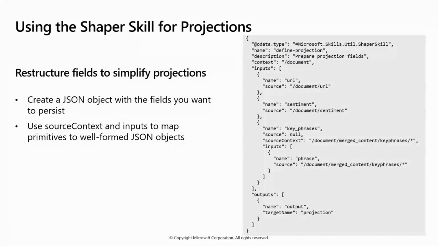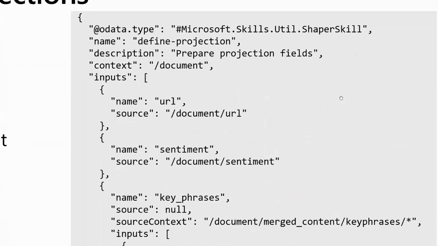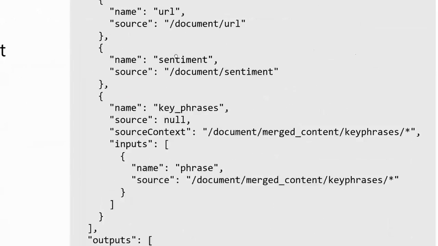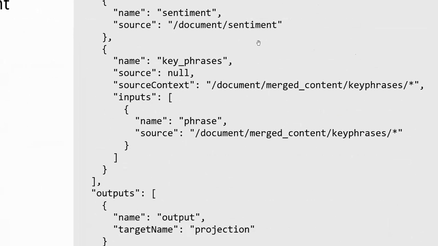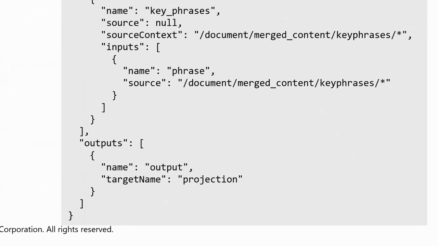Just like this. We have right here our mapping using the Shaper skill: the inputs, or the name of the document, the source, context, and the output.